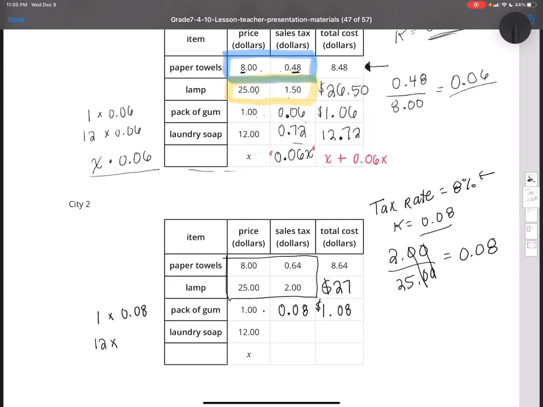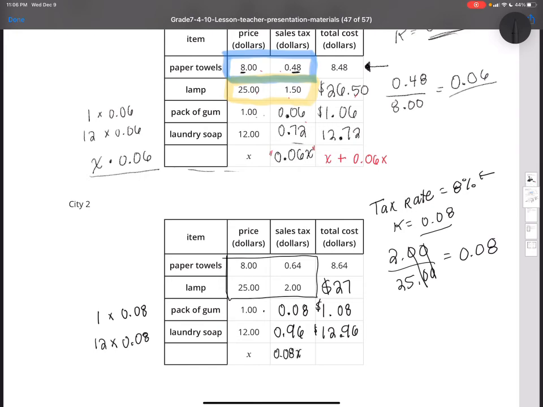And then it's 12 times 0.08. Which if you guys are guessing something with 96, you should be absolutely correct. So 96 cents. And this is going to be $12.96. Okay. And so then with the last row, we're going to take that constant and multiply it times X to figure out the tax. So we're going to do 0.08X.